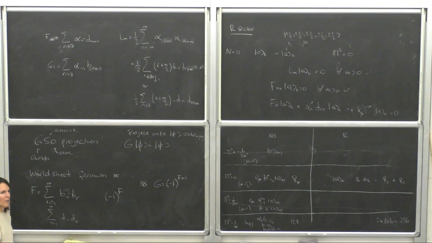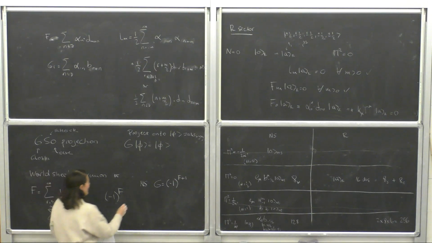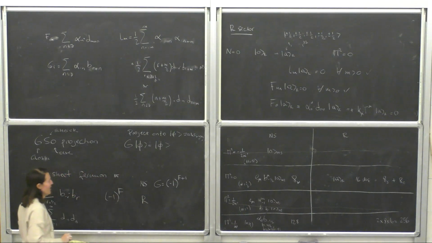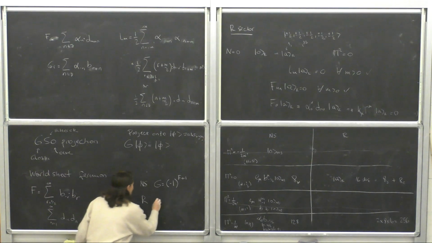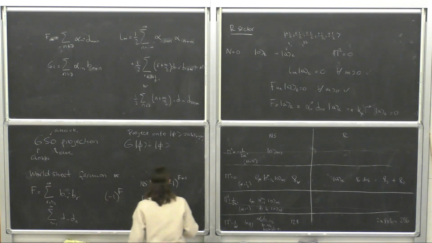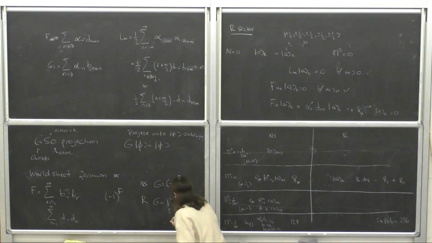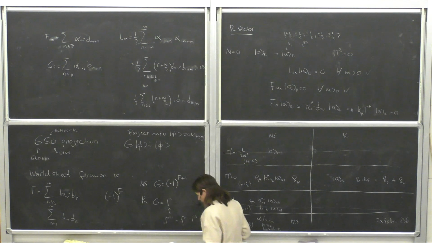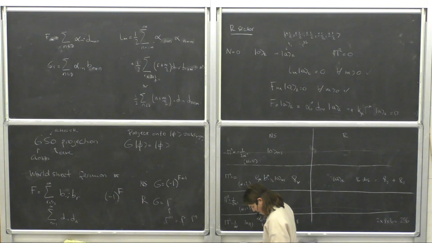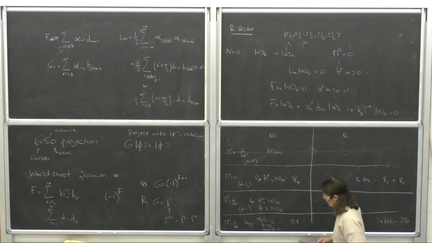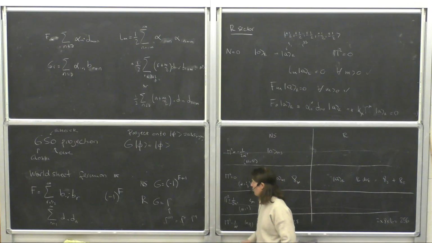Yeah, I'm going to talk about that. Okay, let me at least write what the projection in the Ramond sector is, though you guessed it. It is gamma 11, if you want. This is the product of gamma 0 to gamma 9, and it doesn't have an i. So chirality.